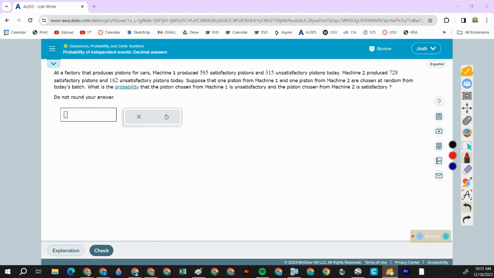A factory produces pistons for cars. Machine 1 had 585 satisfactory pistons and 315 unsatisfactory. Machine 2 produces 728 satisfactory and 182 unsatisfactory. So we need to find the total, so I need to add those together. 585 plus 315 is 900. And then 728 and 182 is 910.